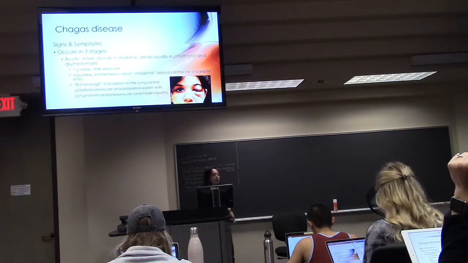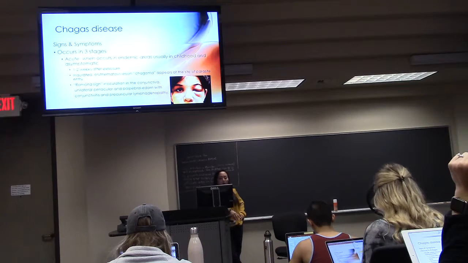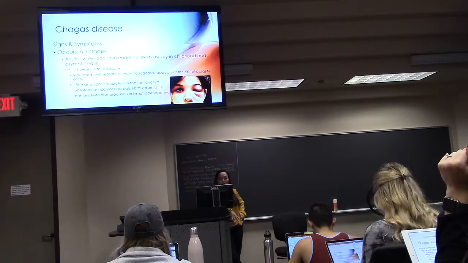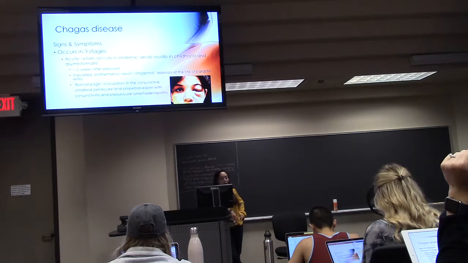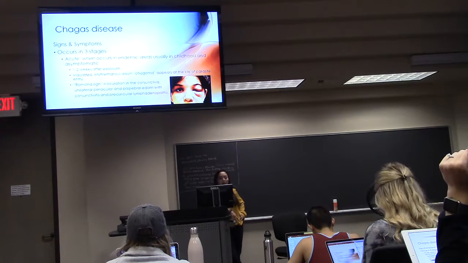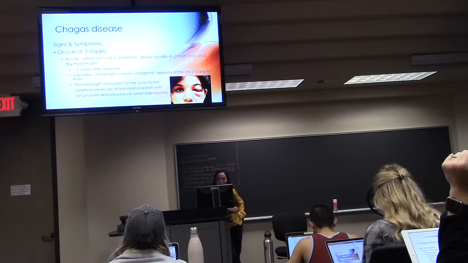So Chagas occurs in three stages. So an acute stage, when it occurs in endemic areas, usually in childhood. So you have an acute infection, usually when they're young, and they're usually asymptomatic. But in real time, you can have an acute infection, and it occurs 1 to 2 weeks after exposure. You can have an indurated erythematous lesion called a chagoma. It appears at the site of the parasite entry. You can have what's called Romaña sign, because it inoculates the conjunctiva. You have unilateral, periocular, palpebral edema with conjunctivitis and preauricular lymphadenopathy. So basically, they bite you somewhere close, you rub the feces into your eye, and you wake up like that.